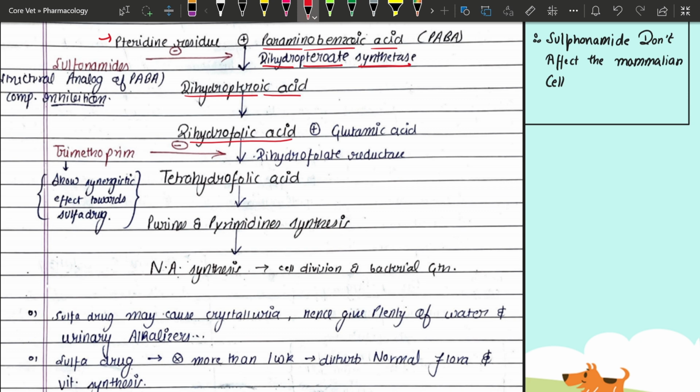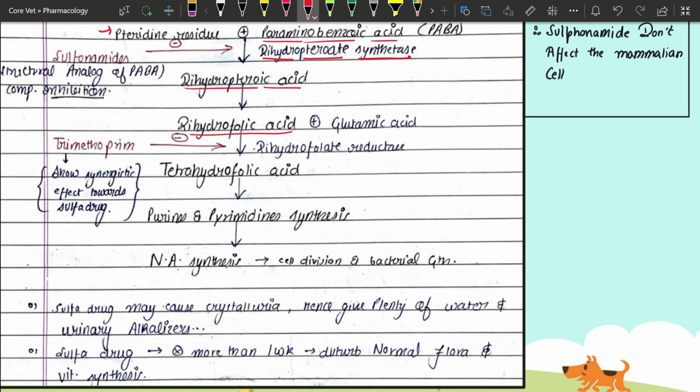Okay, I'm just overviewing the synthesis first. I'm not considering the mode of action of the sulfonamide right now. I'm just telling you the synthesis of folic acid first. So what is happening? In the presence of dihydropteroate synthetase, the pteridine residue combines with para-aminobenzoic acid to form dihydropteroic acid, right? Then this dihydropteroic acid forms dihydrofolic acid. Now that dihydrofolic acid combines with glutamic acid in the presence of dihydrofolate reductase to form tetrahydrofolic acid, right?